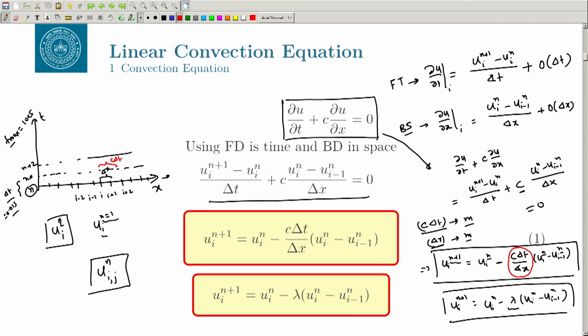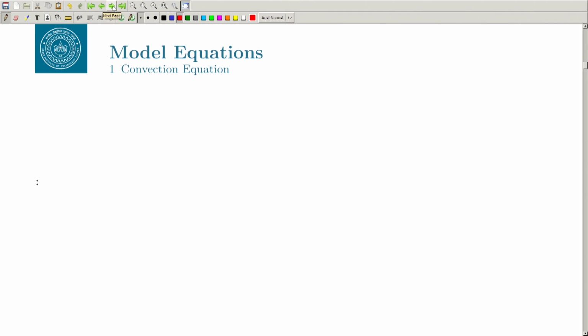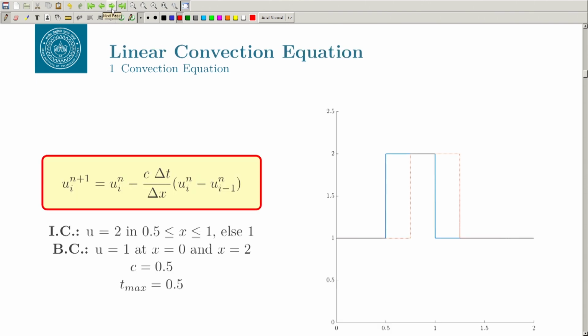But typically, if you are just using an explicit approach like we are doing here, and we see that my C delta T is greater than delta x, then the information propagation is not proper. You are jumping over the grids and the solution is likely to blow up. So, let us try solving this equation. You can basically write a very simple code.